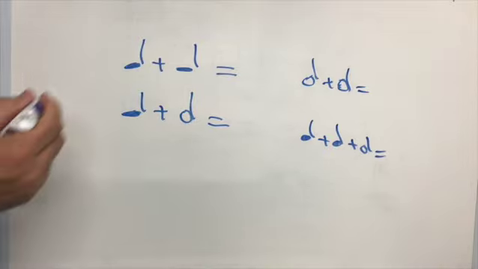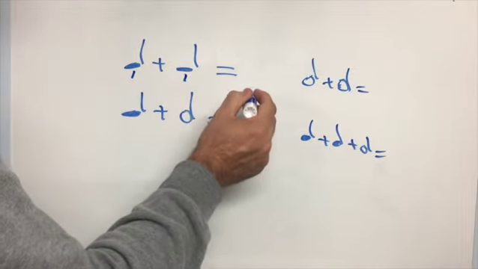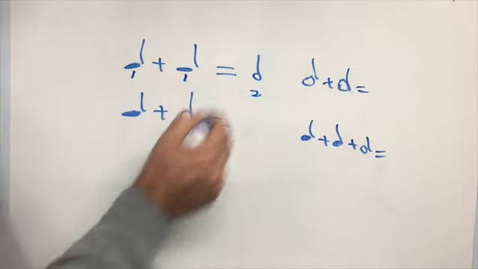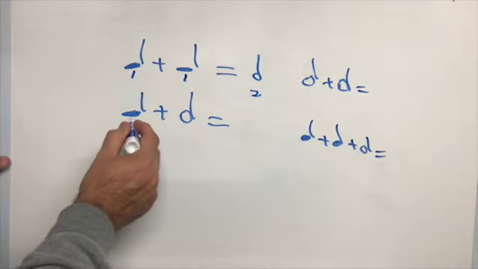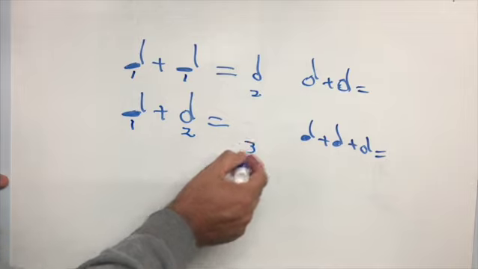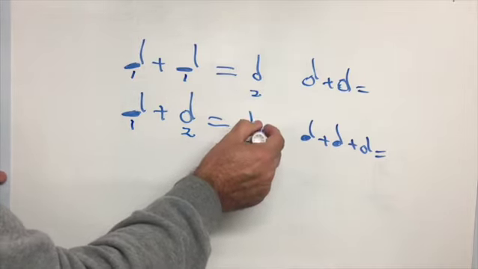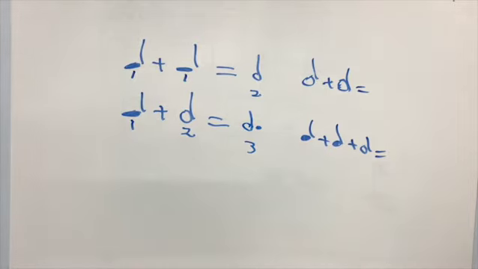Okay, the first one, here we go. That's a crotchet worth one, crotchet worth one, one plus one is two, and the note looks like that, a minim. Down here we've got a crotchet one, a minim two. Add them together, three. The note looks like a dotted minim.